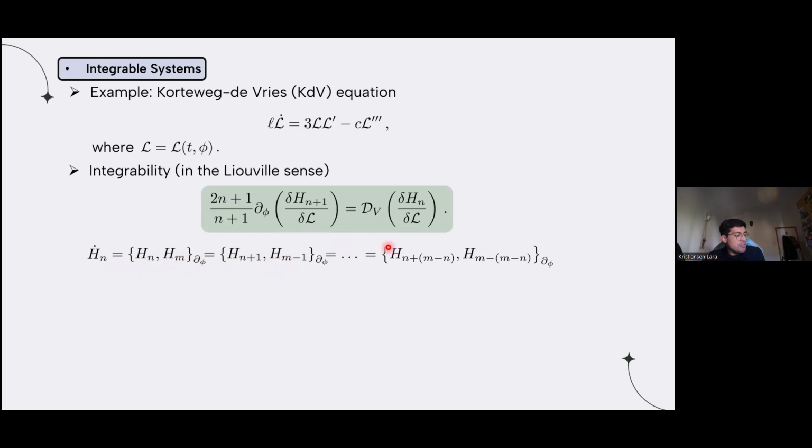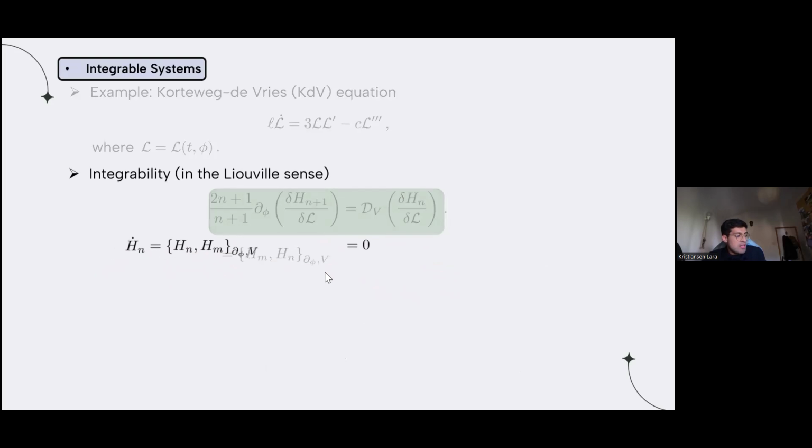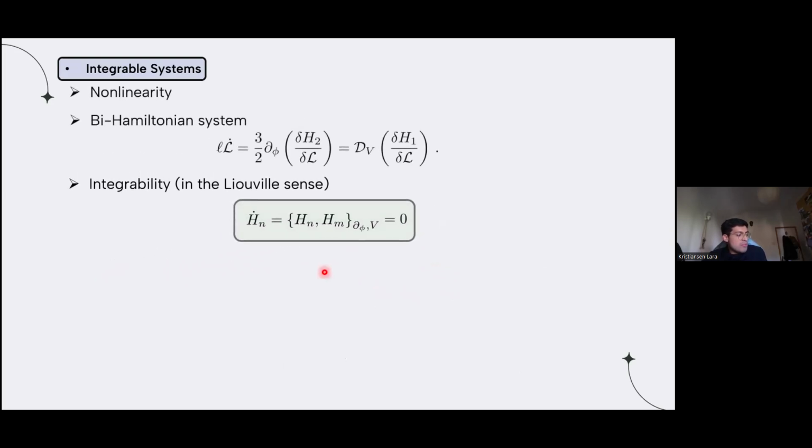And we can apply the procedure m minus n times. And applying the procedure these times, you will arrive at this expression. And this expression you can contrast with this one. And this result tells you basically that the time derivative of hn is 0. And you can generalize this procedure for the second Poisson structure V. And that's it. And what does this result mean? Well, we have infinite conserved charges, and they all Poisson commute.